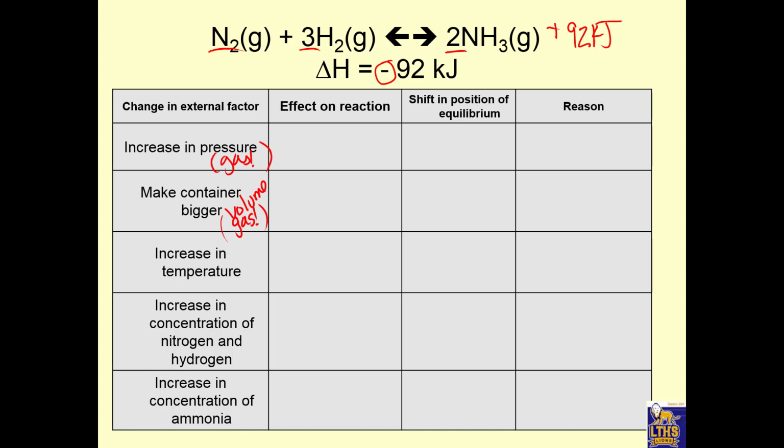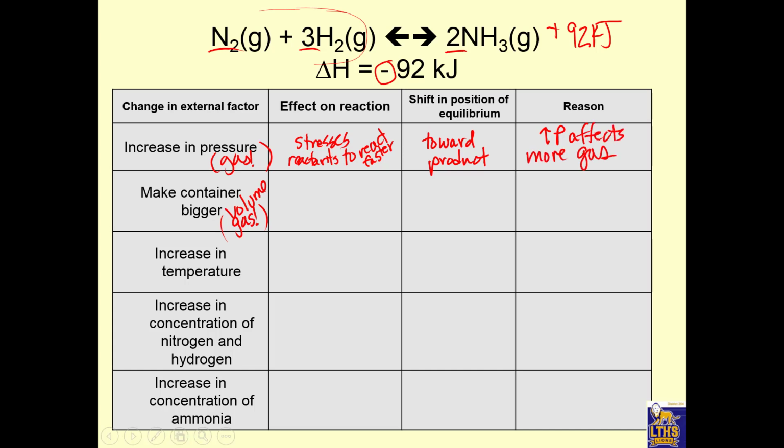So if we increase pressure, this side will react faster because they're smushing 4 particles together. They're going to hit more often. So the effect on the reaction stresses reactants to react faster. All right. So then it's going to shift in position of equilibrium toward products. Okay. So reason, higher pressure affects more gas.